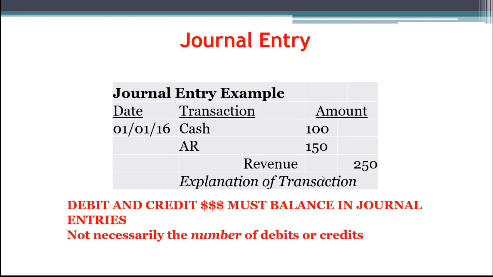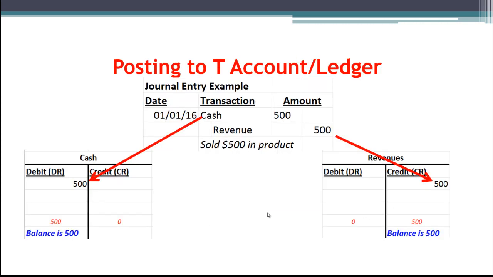Here's another example of a journal entry. Now we have something a little bit different. We have two debits and one credit. Again, it doesn't matter how many debit lines versus credit lines we have, as long as the dollar amounts balance. 100 plus 150 gives us 250 debits, 250 credits. We're good. The dollar amounts are in balance. That's what matters. That's recording a journal entry.